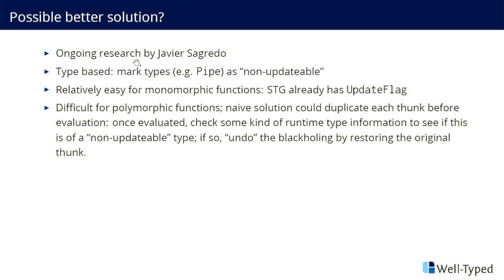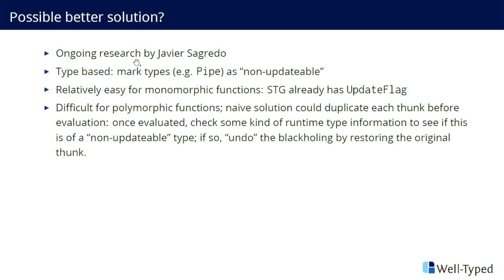Now that's easy enough to do if it's monomorphic, because we know what the type is and so we can generate different code. It gets hard for polymorphic functions, right? If I have some let binding, let x equal blah blah blah, and that is of type a, now I don't know what kind of code I need to generate.